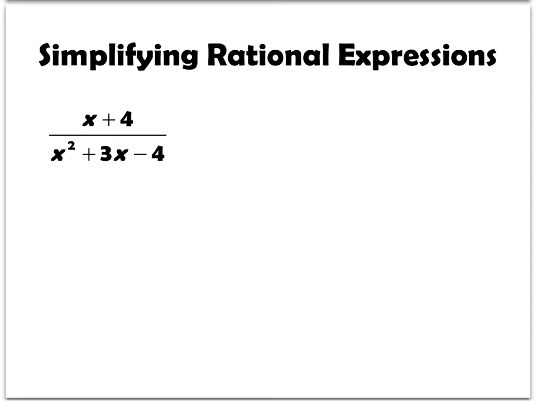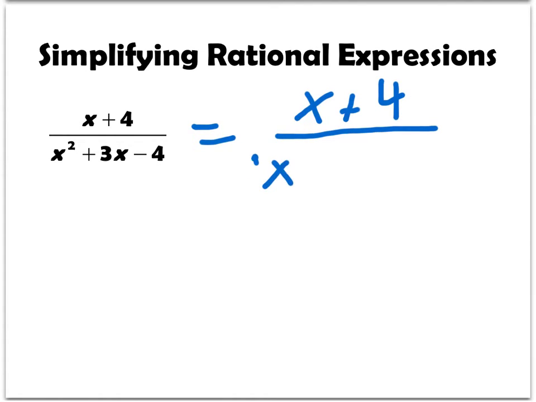Now let's talk about some simple techniques for simplifying rational expressions. And so here's a rational expression, and we often start off simplifying these by factoring either the numerator or the denominator or both. Well, in this case, there's nothing to factor in the numerator, so we'll just leave it like that. But now notice the denominator is a quadratic, so we know how to factor that. Two numbers whose product is -4 and whose sum is +3. Well, how about a -1 and a +4?